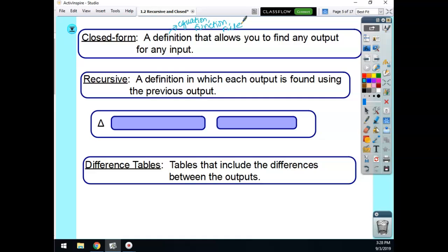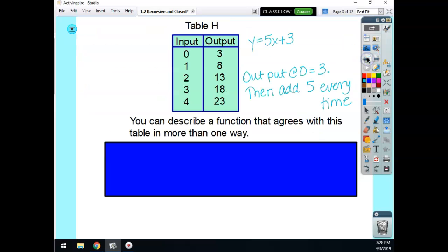A recursive definition is where each output is found using the previous output. So again, we're talking about an equation, a rule, or a function. Okay? So if we come back here, this would be an example of a closed form definition, and this would be an example of a recursive one because we're only talking about outputs. We don't really care about the inputs for the recursive, we care about the inputs for the closed form.